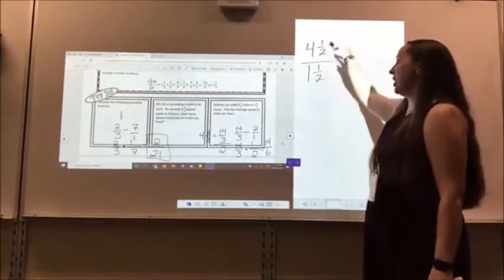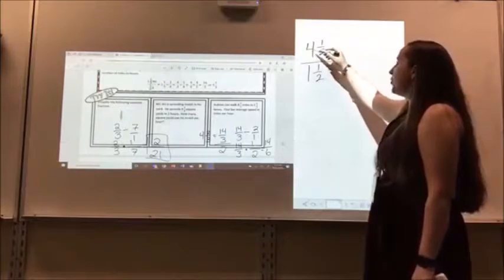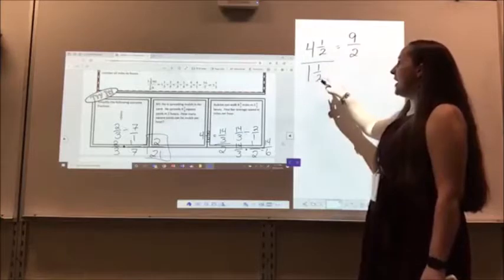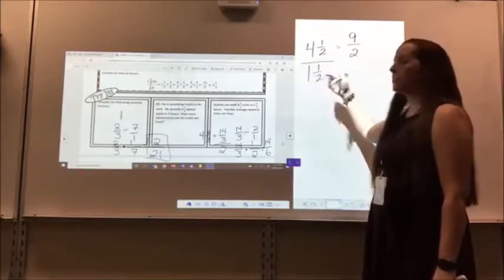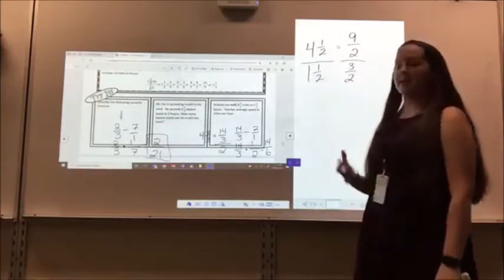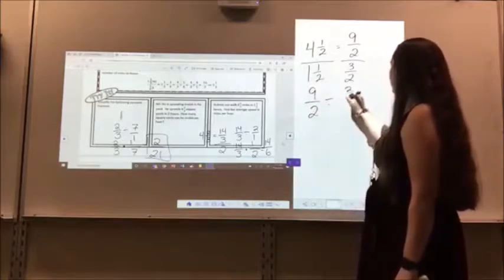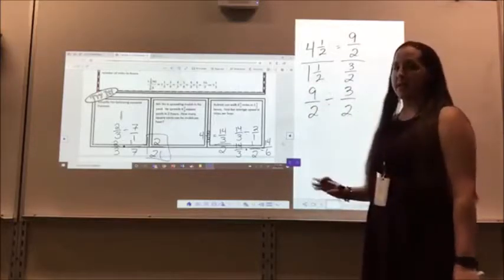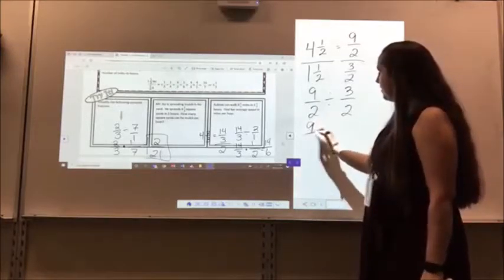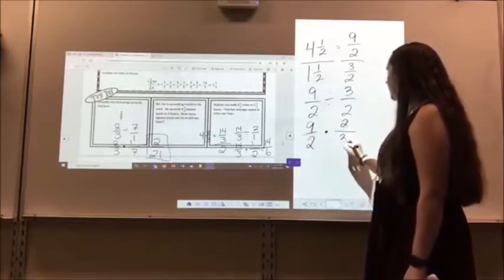So the first thing I want to do is change both of these into improper fractions. 4.5, 2 times 4 gives me 8, plus 1 is 9. So this gives me 9 halves. 1 1/2 is 2 times 1 is 2, plus 1 is 3, 3 halves. Okay, now I'm going to rewrite this as a division problem. Everything stays the same. So now I apply keep, change, flip. So I keep my first number, change my sign to multiplication, flip my second fraction.